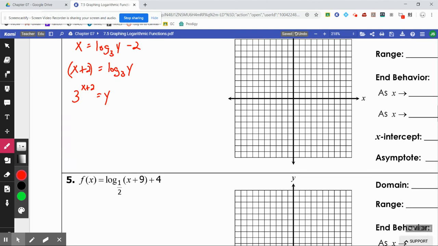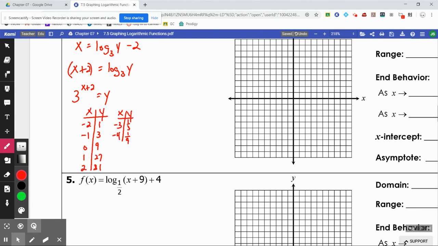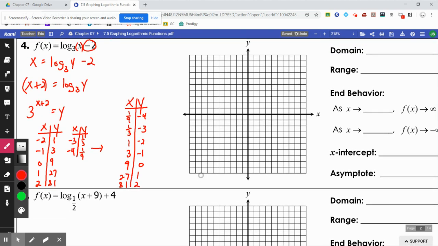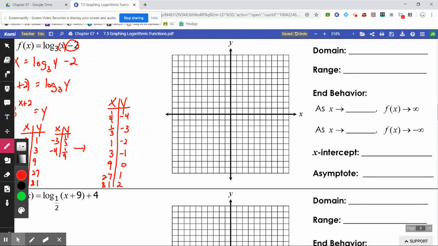Now let's do a t-table for those values. I'm going to plug in the exact same x values. And I actually had to add a couple more x values in because of the way that this got shifted, so I can get some fractional answers. When I reciprocate that to find the x and y values that I need to be graphing, here's what I get. And then let's go ahead and plot those values and we'll see what our logarithm function looks like.